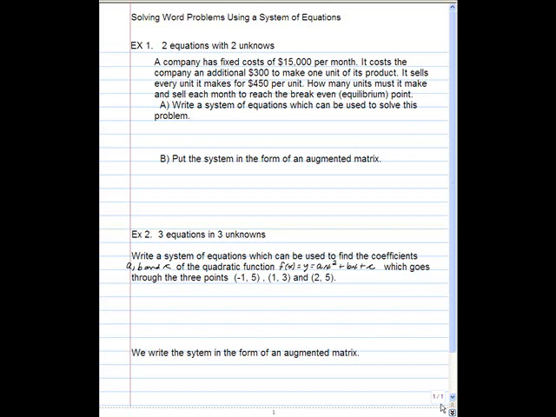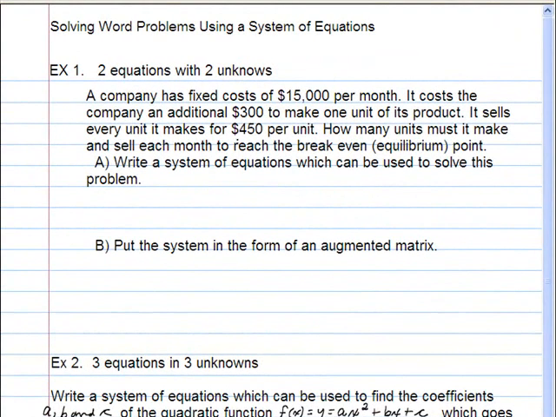In this podcast, we're going to look at setting up word problems which can then be solved using the matrix methods that we are working on here on test 7. So I want to begin with a very simple example of a problem with two equations and two unknowns. It's kind of a business related problem.